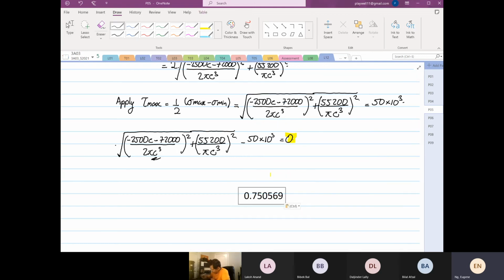Right, so using Solver in Microsoft Excel. You can use your calculator also, by the way, okay? The C value is equal to 0.7506 inches. Okay, so I round it off.